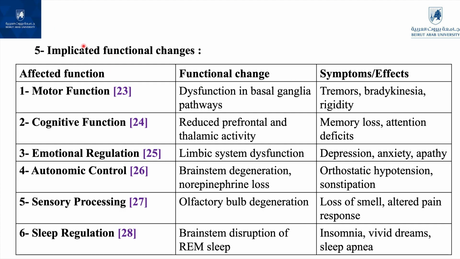Now, regarding the implicated functional changes, the dysfunction in the basal ganglia pathways affects the motor function, leading to tremors, bradykinesia, and rigidity. Also, the reduced prefrontal and thalamic activity affects the cognitive function, causing memory loss and attention deficits. Additionally, the limbic system dysfunction affects the emotional regulation. How? By causing depression and anxiety and apathy, etc.